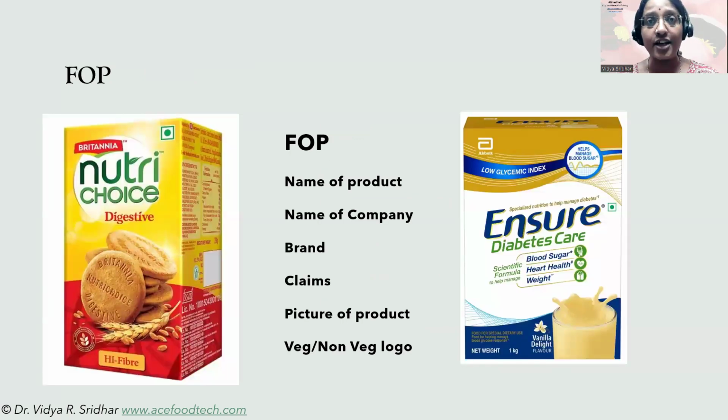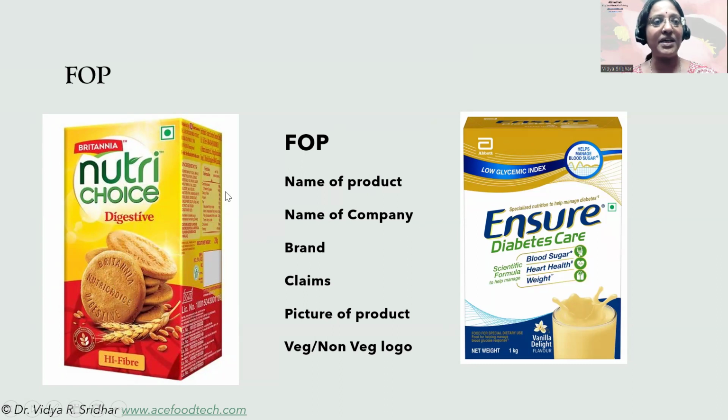Let's understand the front of the label. As you can note here in these two little pictures that I have right now, the front of the label, both of them had the name of the product. The product is basically biscuits, and this was a drink.